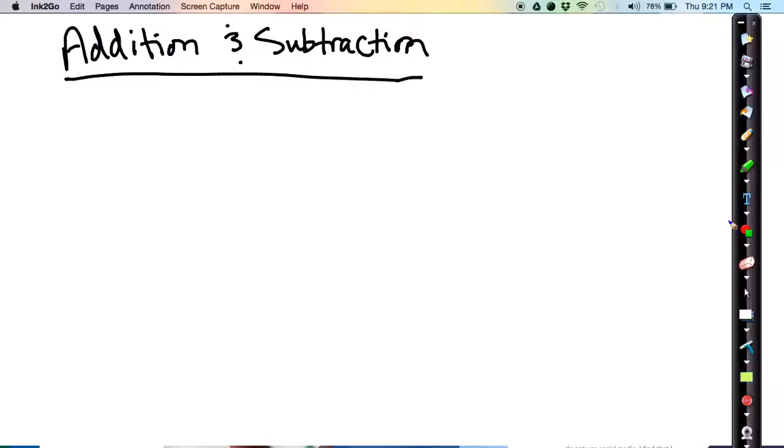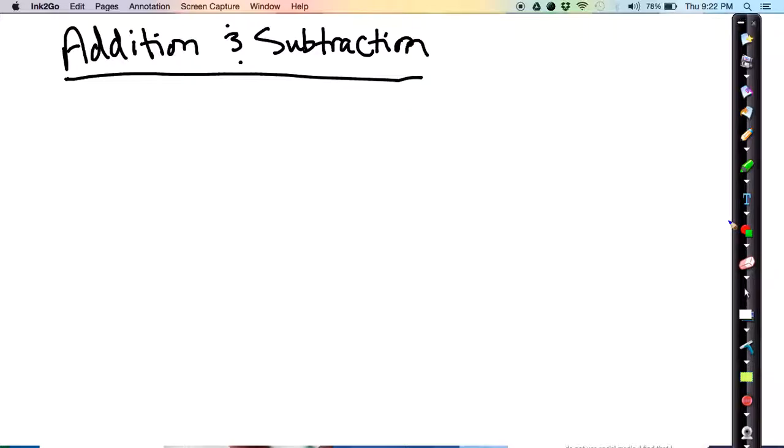Hello everyone. In today's lesson we're going to look at rounding significant figures when performing operations including addition and subtraction and multiplication and division. So we're going to get started today with looking at addition and subtraction and how we can round to the correct number of significant figures when performing these operations on measurements.